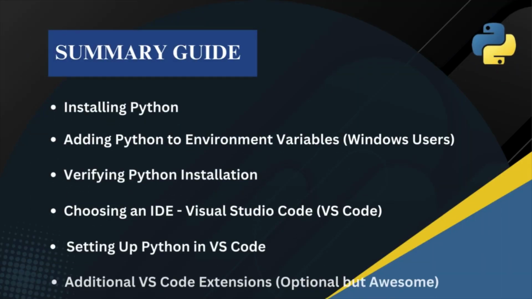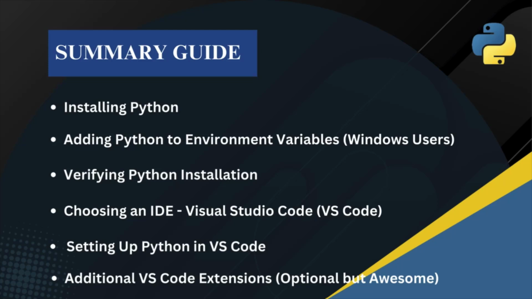And there you have it. Your Python environment is all set and ready to go. You have installed Python, added it to your path, verified the installation, and configured Visual Studio Code with essential extensions. You are now ready to start coding and bringing your ideas to life. In the next session, we will dive into Python basics, variables, data types, and all that good stuff.